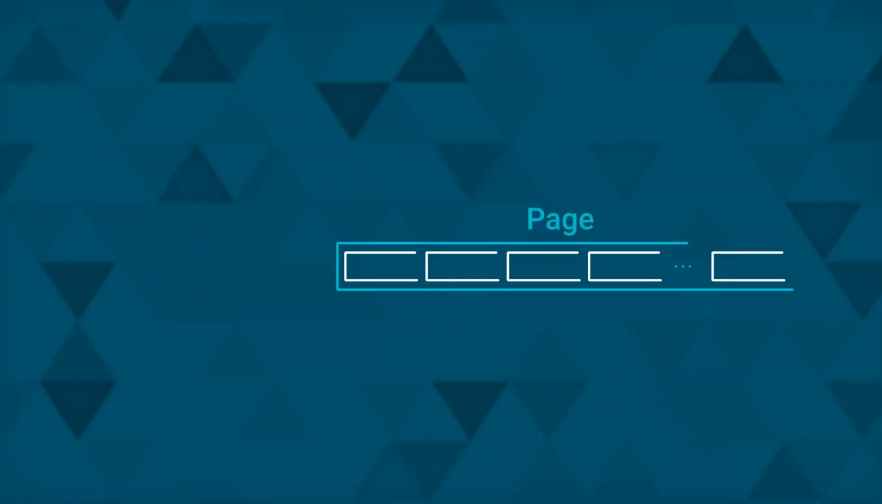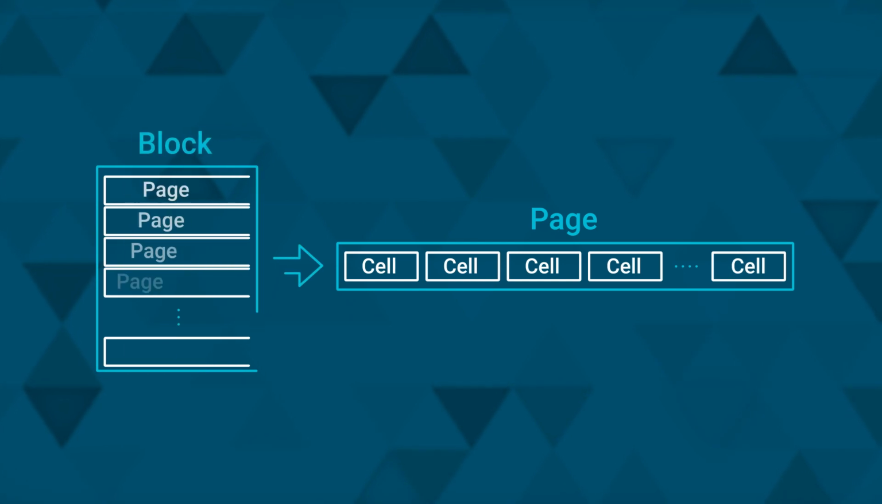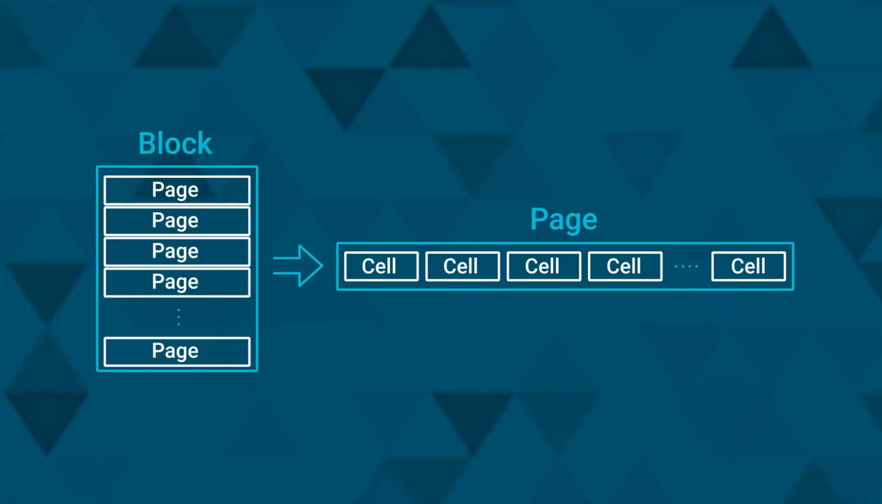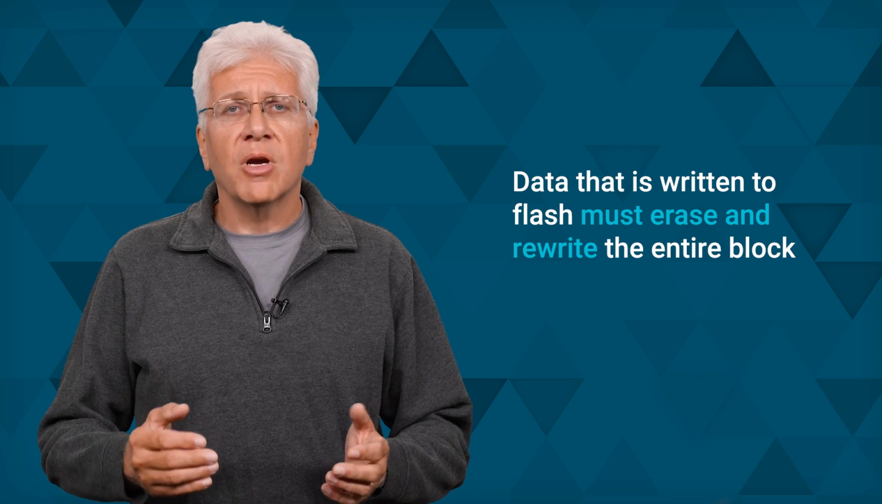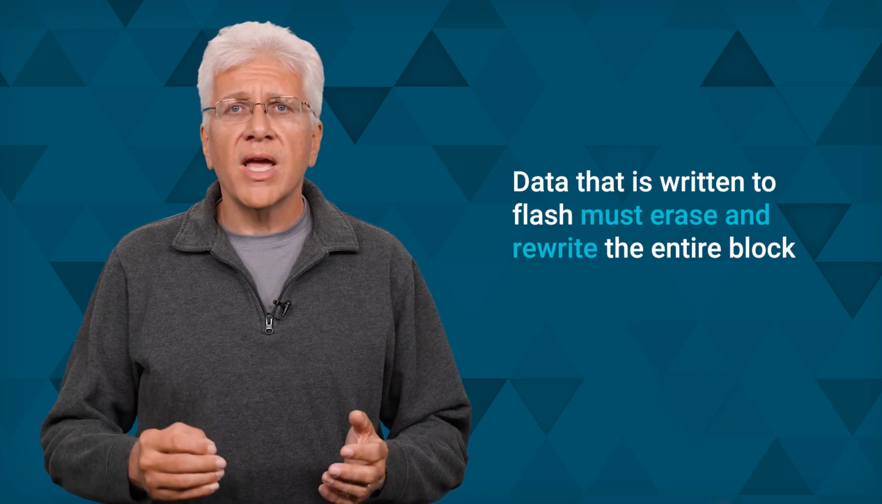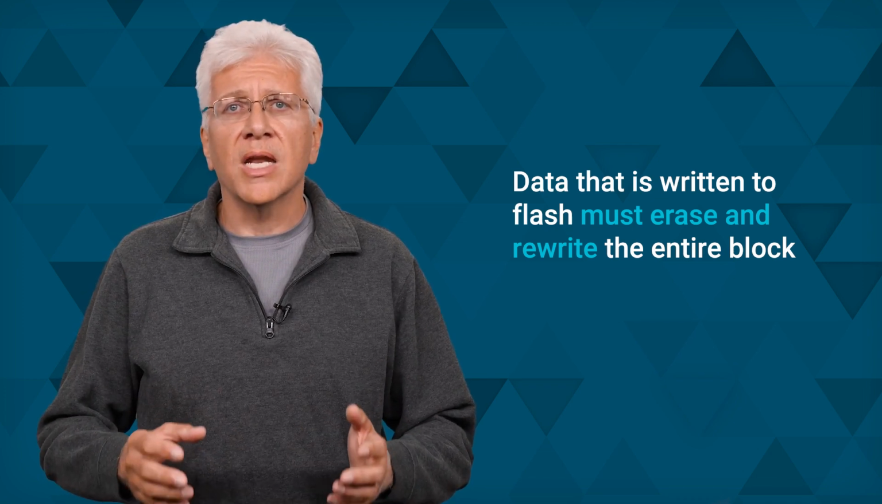At the heart of flash memory is the NAND cell, which is the basic building block of flash. NAND cells are organized into pages, and multiple pages are grouped together to form a block. Data can be accessed from any address within a given block, but data that is written to flash must erase and rewrite the entire block containing new or changed data.